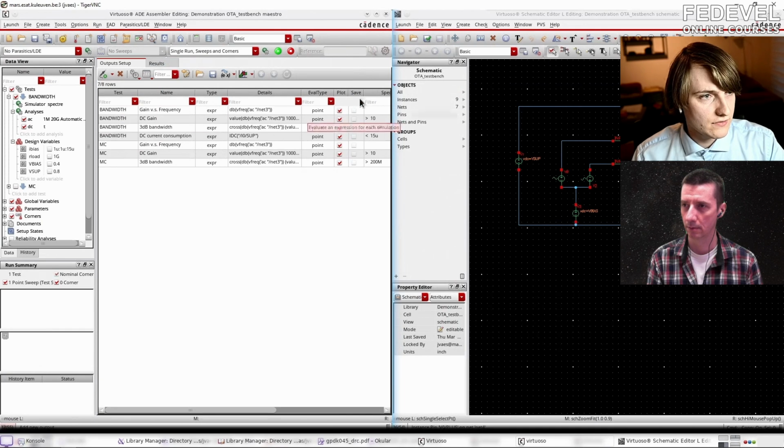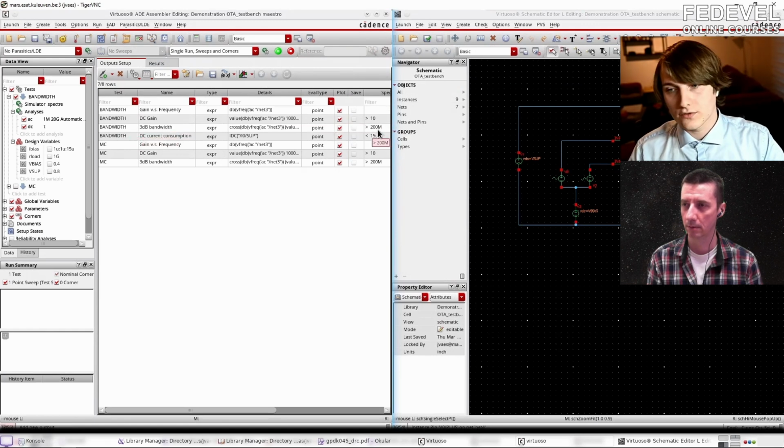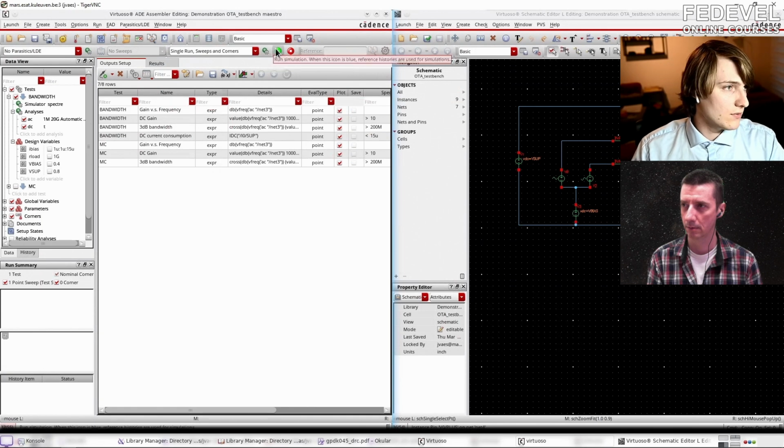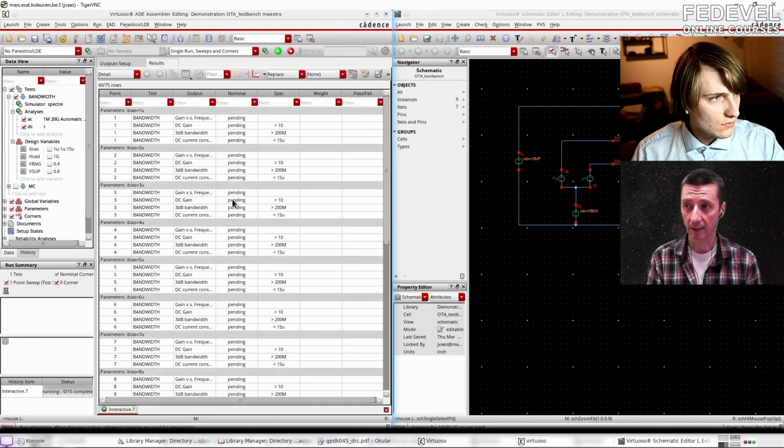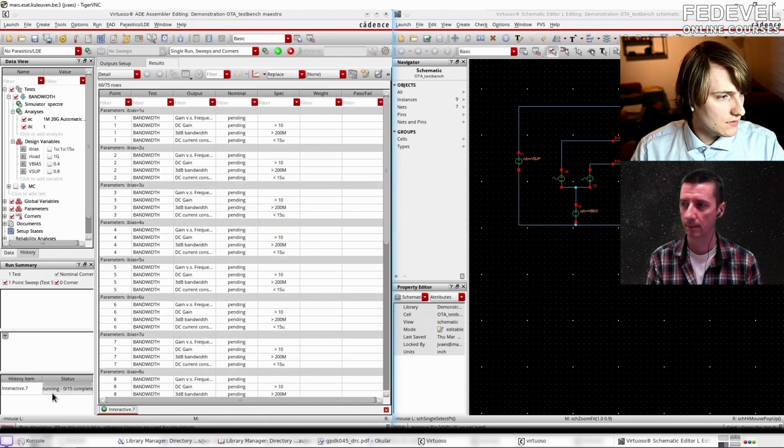So in this case, I've already defined them before. So for the DC gain, I want more than 10 dB. I want a 3 dB bandwidth of over 200 megahertz and so on. So you define these things. Then I can now simulate this. And it will then tell you if it passes or fails? Exactly. So if we give it a few seconds, it'll now do all of these simulations.